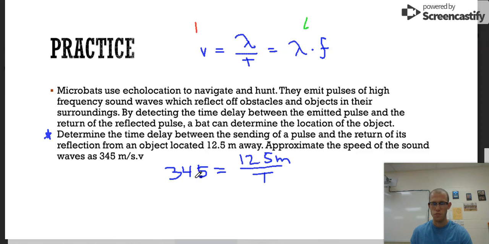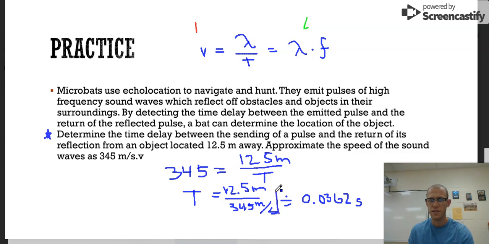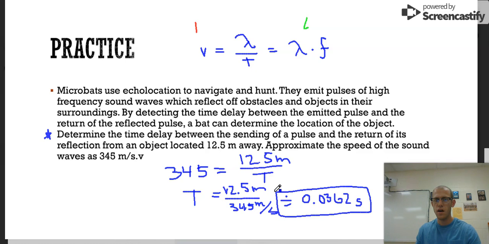So I will move these things around, move the 345 to the T spot, T up to this spot, because I'm multiplying those over and dividing them over. So I'll have T equals 12.5 meters divided by 345 meters per second. Our labels will cancel out and give us an answer of seconds. And our answer is 0.0362 seconds. A little bit more than a hundredth of a second.